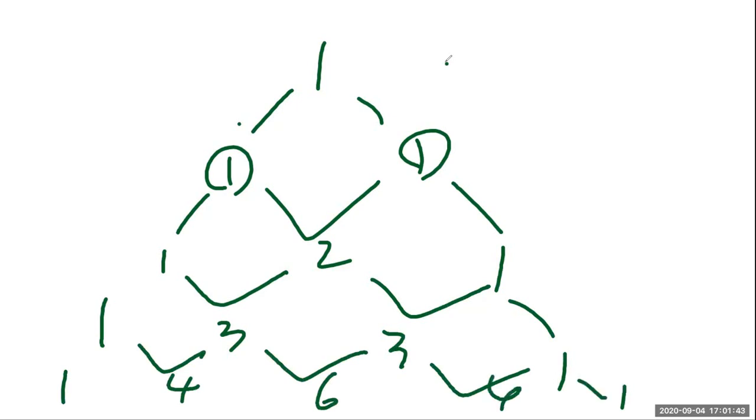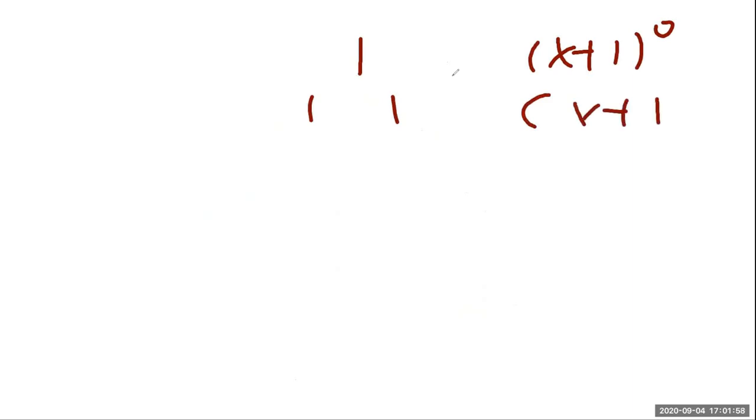Is that okay? Make sense? Yeah, makes sense. And it's also not done yet, okay? So here, 1 is x plus 1 to the power 0. And 1 is actually x plus 1 to the power 1, right?